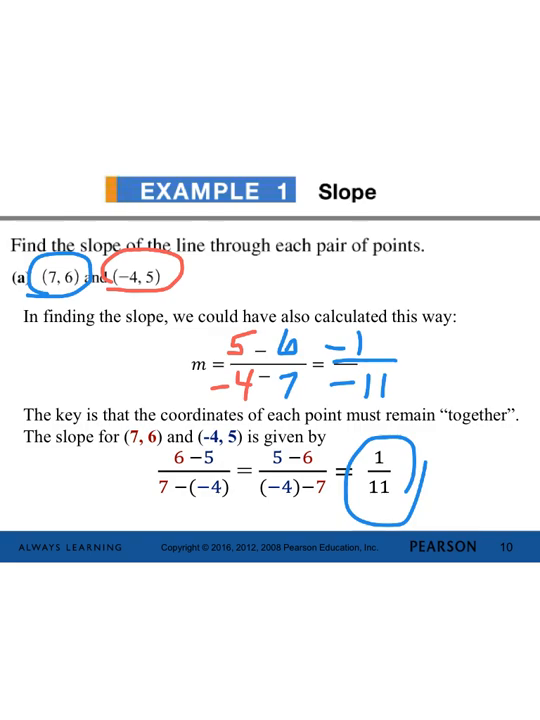So the key is to remember that you need to keep the coordinates of your points together over either end of your slope formula. And since you always know you're subtracting, then you really don't need to have memorized a formula at all. Just remember that the x's are on the bottom and keep your points together. Keep your coordinates together.